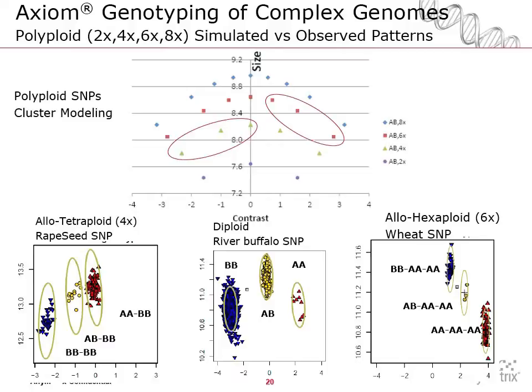Within our genotyping console software or the APD tools, all of this is done automatically, so you don't have to go in and edit anything. This example is from wheat. Again, you see the same kind of pattern, the clusters are shifted to the right, and they're slightly compressed, I would say, more compressed than the rapeseed.